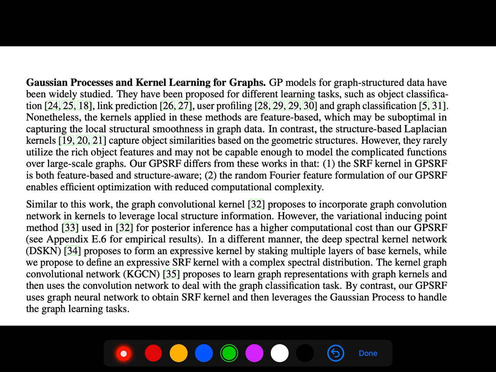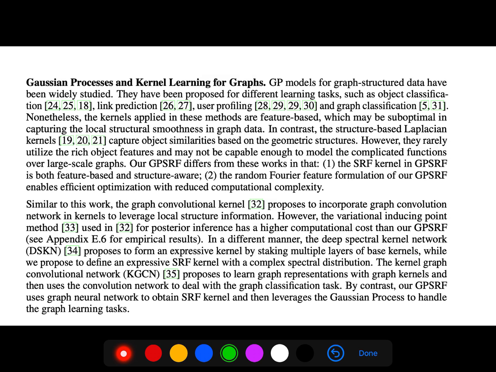Gaussian process models for graph structured data have been widely studied. They have been proposed for different learning tasks such as object classification, link prediction, user profiling, graph classification, even uncertainty analysis. But the kernels applied in these methods are feature-based, which may be suboptimal in capturing the local structural smoothness in graph data. In contrast, the structure-based Laplacian kernels capture object similarities based on the geometric structures. However, they rarely utilize the rich object features and may not be capable enough to model the complicated functions over large-scale graphs.